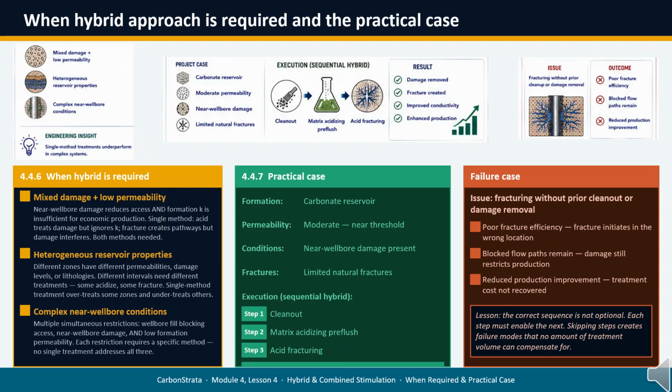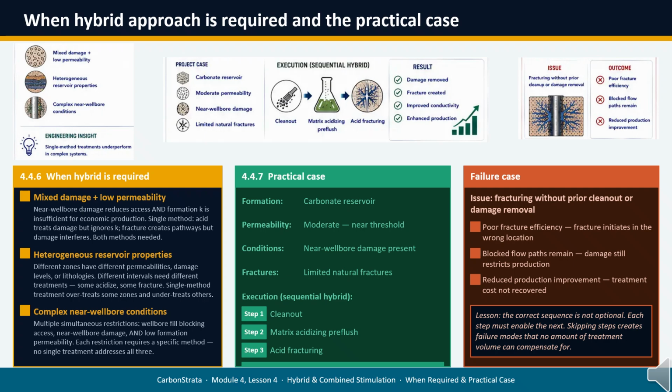Start with the first condition. Damage and low permeability together. Now separate them. Damage restricts access near the well. Low permeability restricts flow in the reservoir. If you remove damage, flow still cannot sustain production. If you fracture directly, the entry into the fracture is already restricted.